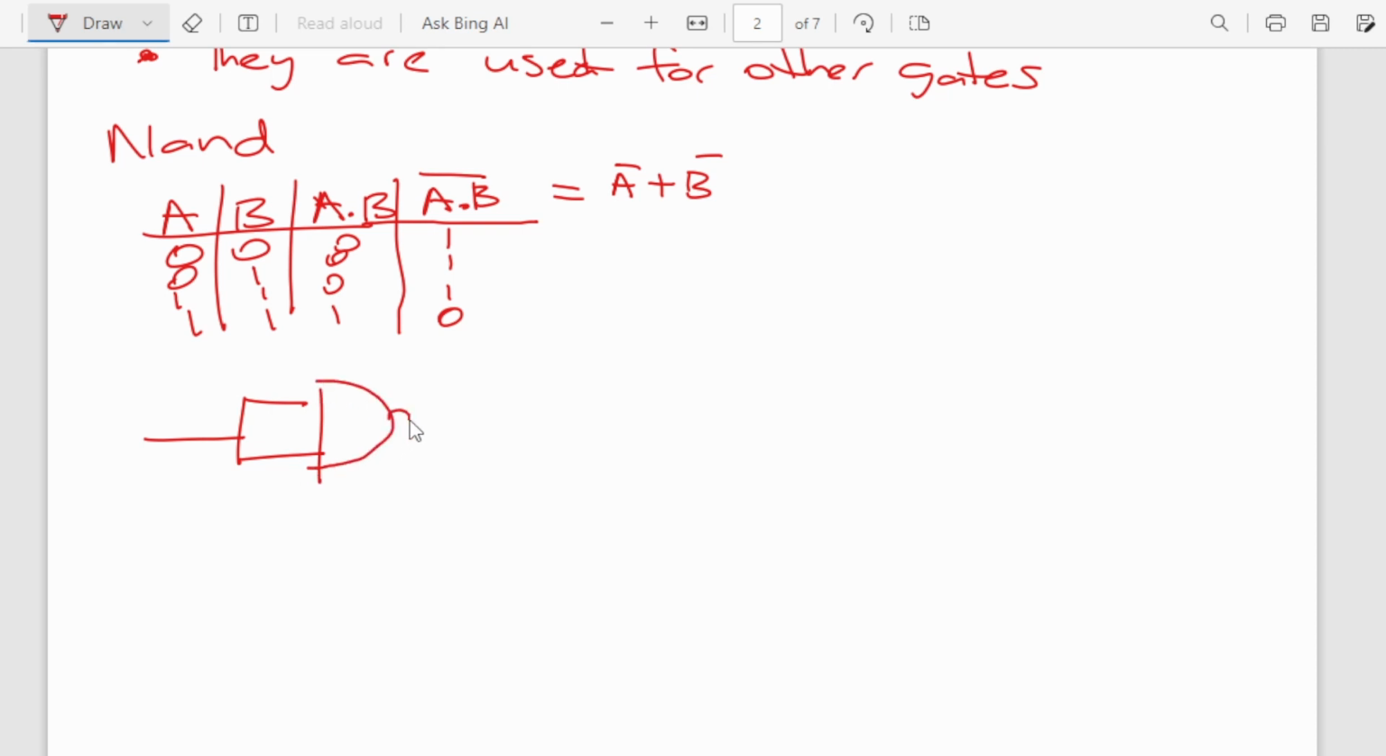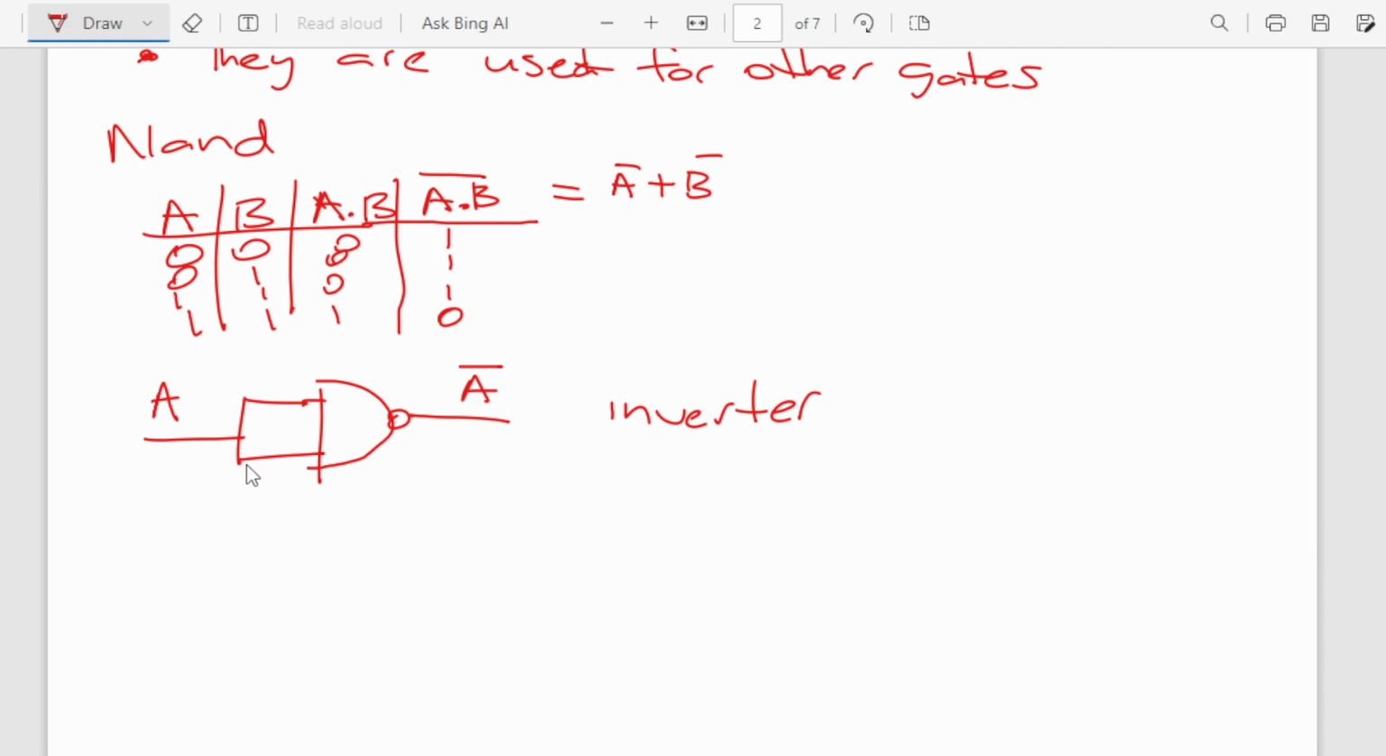This is the symbol for the AND with a bubble at the back of it. This is the NAND. If this is A here, we are going to get A bar on the output. So this is the NAND behaving as an inverter, and we can see that in the truth table. We have two ones on the input, we have 0 on the output. We have two zeros on the input, we have 1 on the output. So the NAND can be used as an inverter.